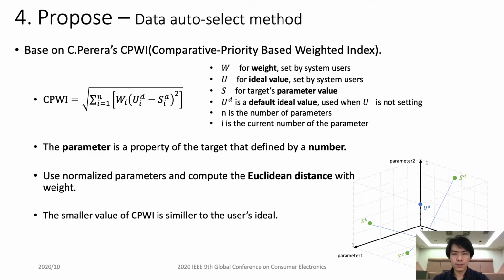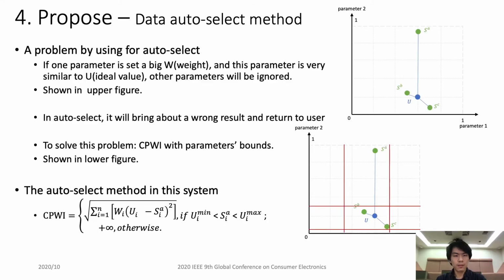In this formula, W is the parameter's weight, set by the system user. U is the parameter's ideal value and is also set by users. S is the target's parameter value, and UD is a default ideal value used when U is not set, and N is the number of parameters, and I is the current number of parameters. But there are problems with using CPWI for auto-select.